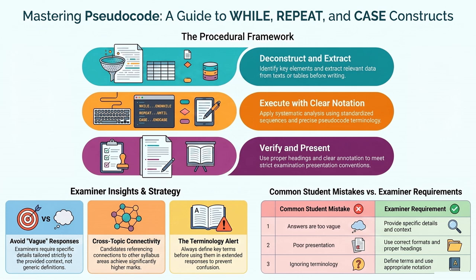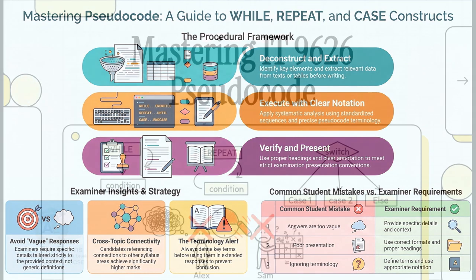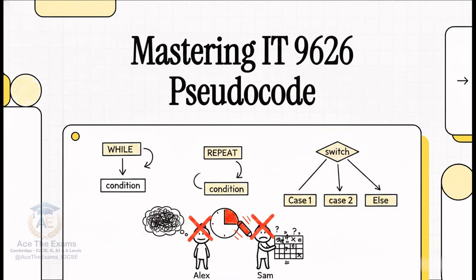Welcome to the championship final. You have exactly 90 minutes to glory. This is your ultimate game plan for Cambridge Computer Science exam victory. Right now, we're diving deep into the ultimate insider playbook for mastering 4.1 pseudocode constructs.